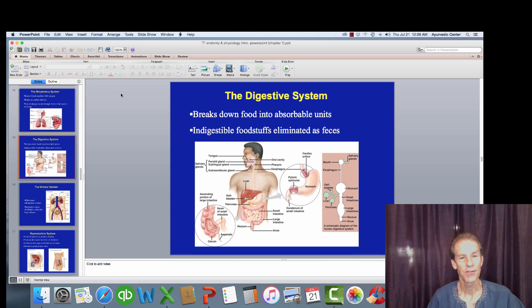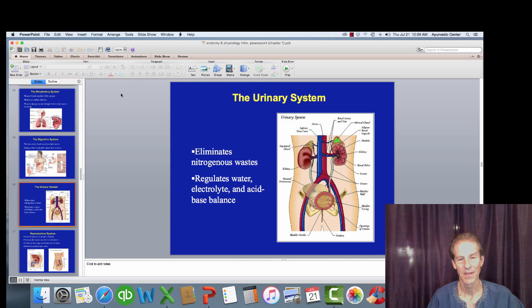The digestive system we learned about in our first class, and of course it breaks down food into usable and absorbable units. And then anything indigestible is eliminated as waste. The urinary tract eliminates nitrogenous waste, a chemical form of waste containing nitrogen from the breakdown of proteins. It regulates water, electrolyte balance, and acid-base balance.